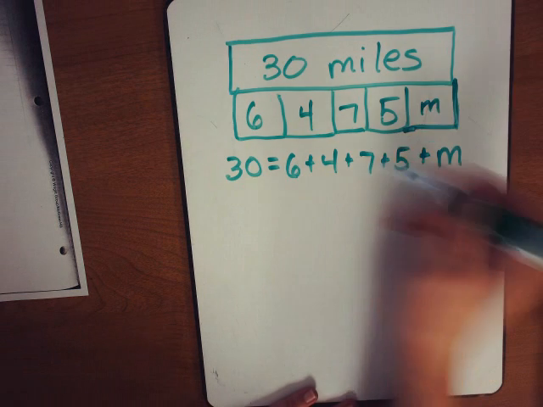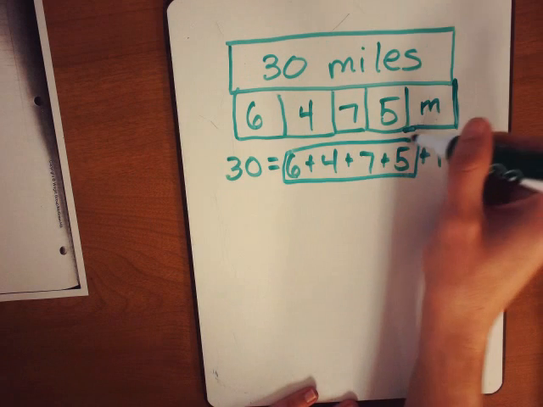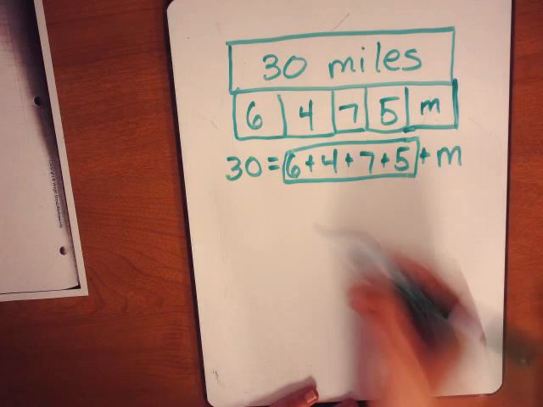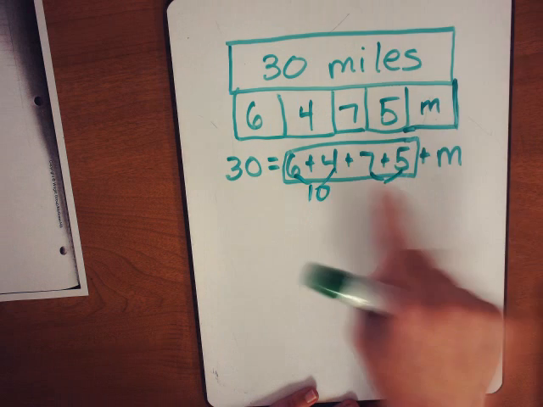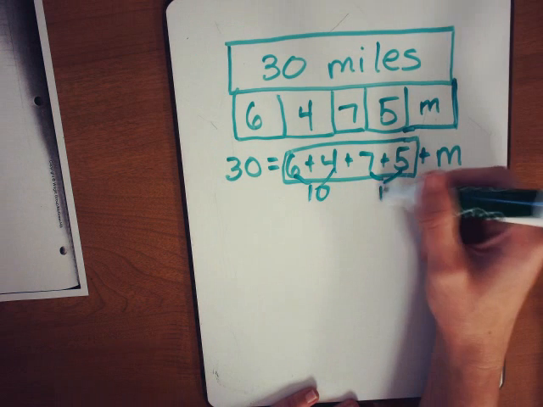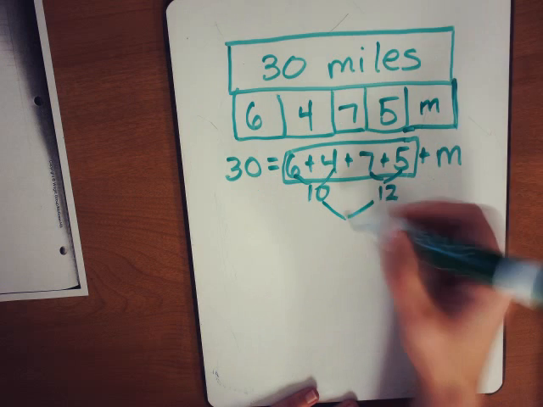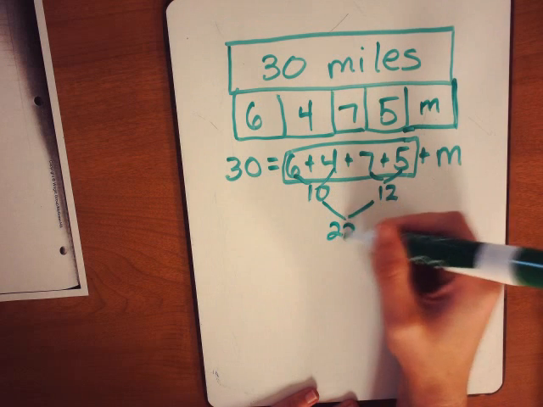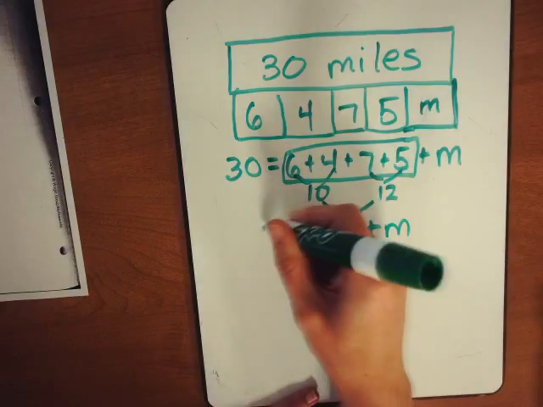Okay, so I'm going to add up all of these parts to get a big part. Okay, I know 6 and 4 is 10, 7 and 5 has got 2 5s and 2 more, so that's 12. So 10 and 12 is 22. So I got 22 plus M is equal to 30.